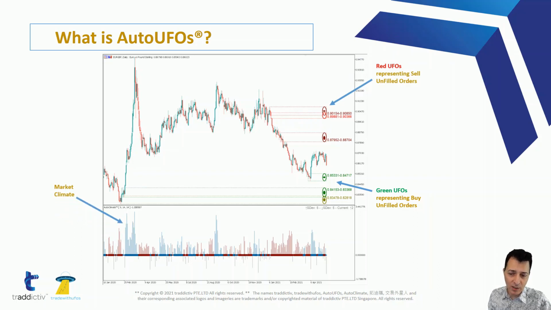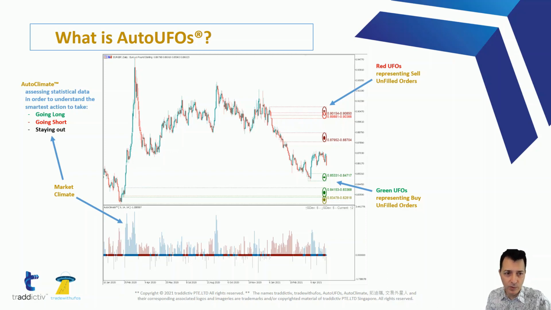We like to accompany AutoUFOs with another tool that measures the market climate, which we call AutoClimate. When you subscribe to AutoUFOs, AutoClimate is free, so we really like to put them together, because while AutoUFOs is very powerful, one of the biggest issues many traders have is trading when it's no time to trade. AutoClimate helps traders identify when it's time to trade or when it's no time to trade. And if it's time to trade, is it time to go long or time to go short? All of this is based on statistical data and statistical measurements.